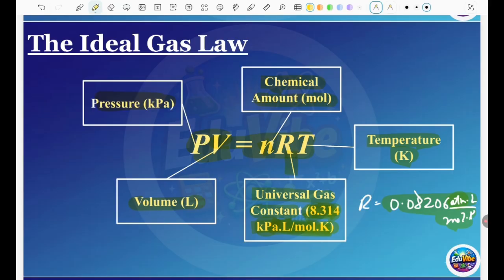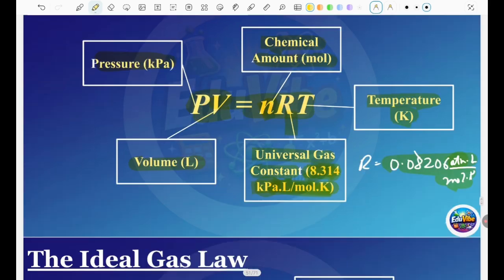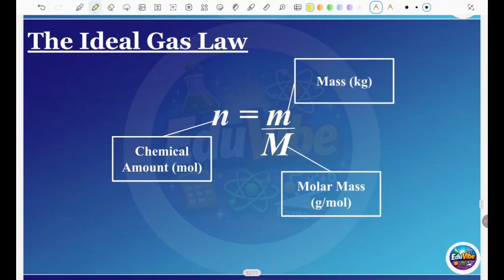But sometimes you can't get the n directly. Sometimes you get the mass and the molar mass, so from here you can find n with a formula. n is equal to small m divided by capital M. Here n is the chemical amount in moles, the small m represents the mass in grams, and capital M is the molar mass in grams per mole. When you do the questions, I will show you how we can calculate the molar mass.